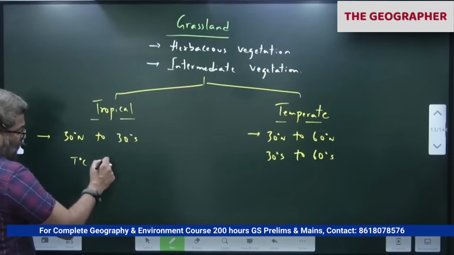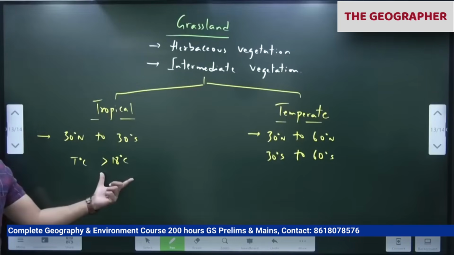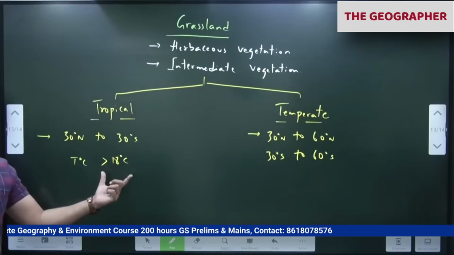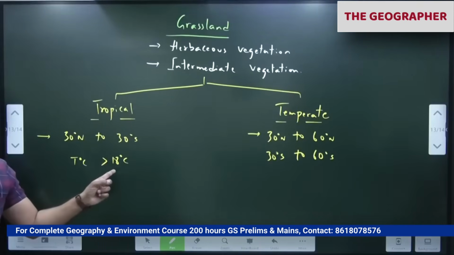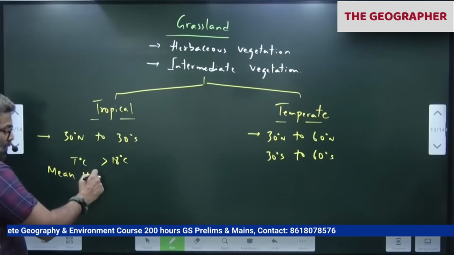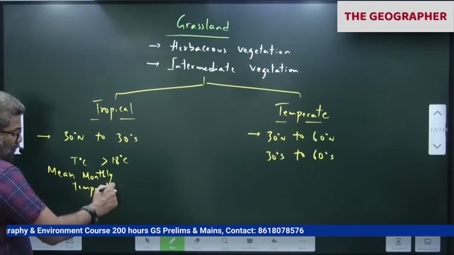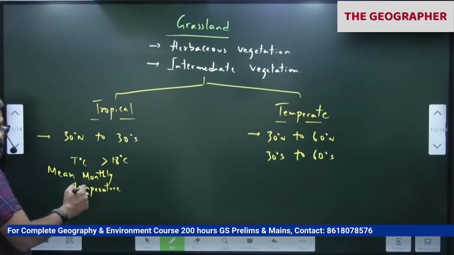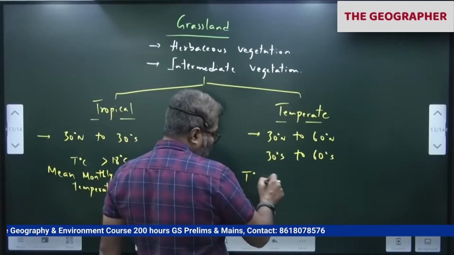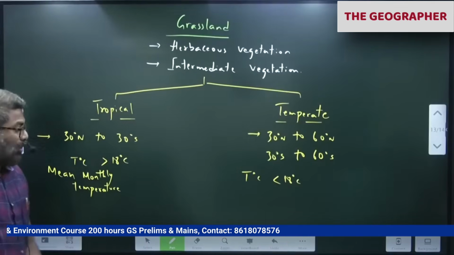Temperature here: mean monthly temperature above 18 degrees Celsius, means average monthly temperature above 18. This was asked in the 2021 exam paper. What sets tropical and temperate regions apart? This one, 18 degrees. Mean means average. Here mean monthly temperature above 18, here mean monthly temperature below 18. That's the difference.